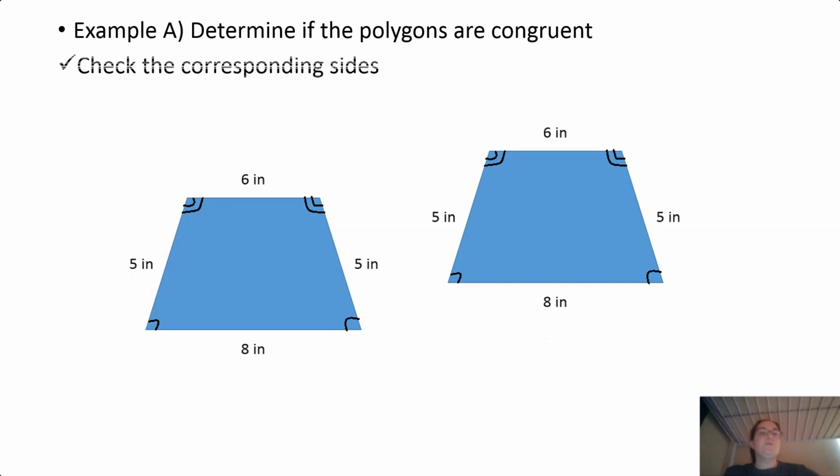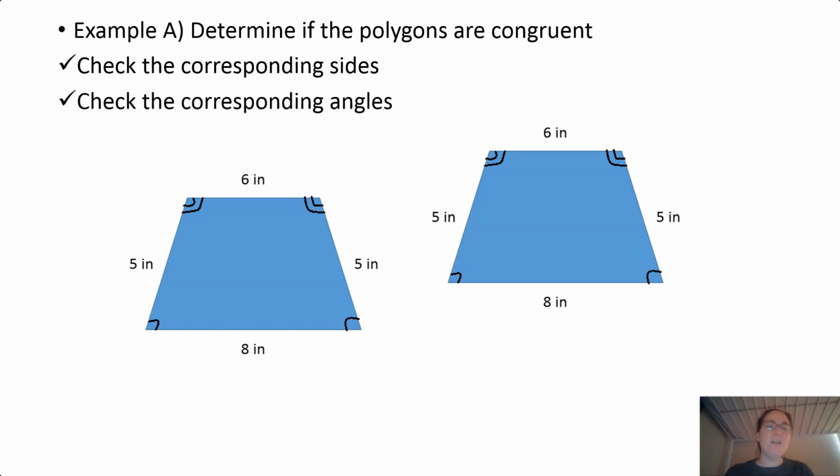So the first thing we need to do is check the corresponding sides. I can see both my top sides are 6 inches. All four of my side sides are 5 inches, and then both bases are 8 inches. Correct. Next, check the corresponding angles. Both angles connected to the 6-inch line on both polygons are marked with the 2 swoops, which means they're all equal. And if we check the base angles here, we can see they've all got one little arc through them.